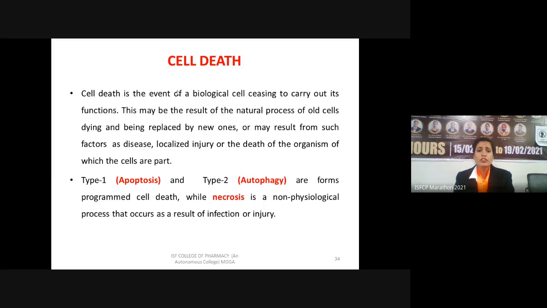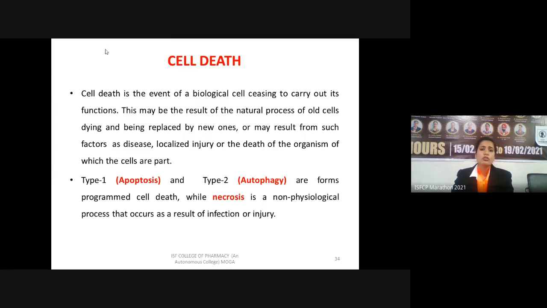It may result from a natural process, like whenever the cell gets old and dying, or whenever it needs to be replaced by new cells, or it may result from factors like disease, whenever a disease is there and whenever a local injury is there. So the death of the organism of which the cells are part.